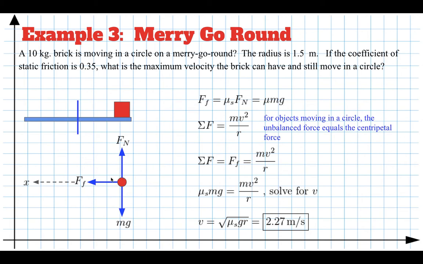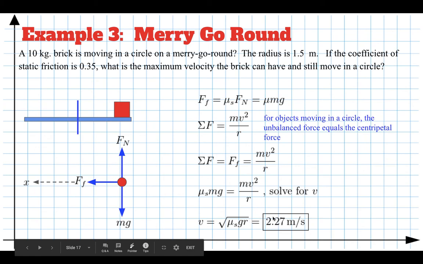Okay? Now, if we look at this object in the horizontal direction, it is accelerating because it is moving in a circle. So the forces are not balanced. The net force, which is the friction force, must equal the mass times the centripetal acceleration, which is v squared over r. So if I set the friction force, mu mg, equal to the centripetal force, mv squared over r, I can then solve that for the velocity, and I get 2.27 meters per second. That is the maximum velocity at which the brick will stay on the merry-go-round.